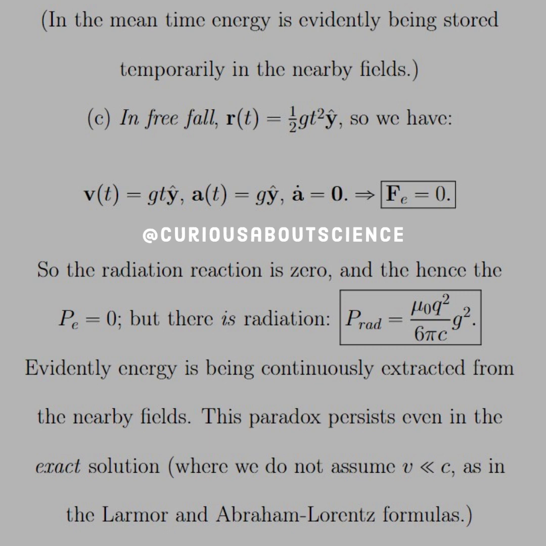So for the motion in part C, if it's in free fall, we just have r of t is equal to 1/2 g t squared y hat. If that's the case, we know what v and a are, and a dot equals 0, so the additional force equals 0. So the radiation reaction is 0, and hence the power is 0. But there is radiation according to the Larmor formula. Evidently, energy is being continuously extracted from the nearby fields. This paradox persists even in the exact solution where we don't assume that v is much less than c, as in the Larmor and Abraham-Lorentz formulas.